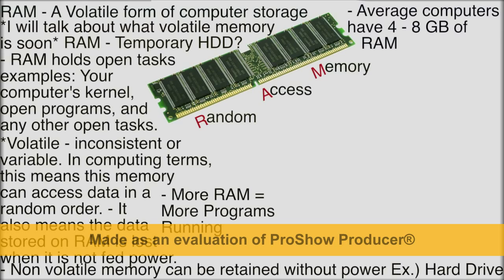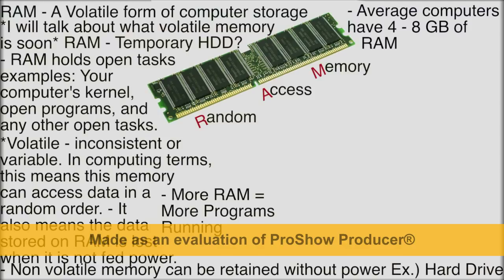Some applications need more RAM than others. Video editing needs more than if you're just checking your email and internet browsing. I said before the average computer has 4 to 8 gigs. 4 gigs is plenty for just checking your email and browsing the internet and doing what an average person would do on a computer. Not programming or video editing or any of that.